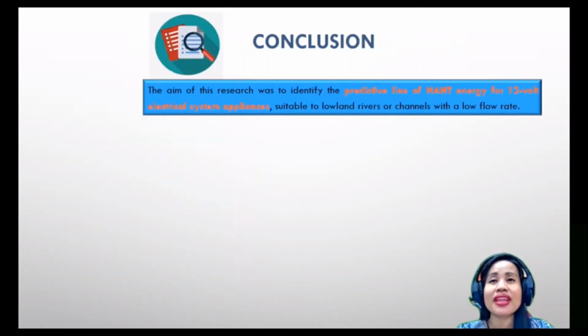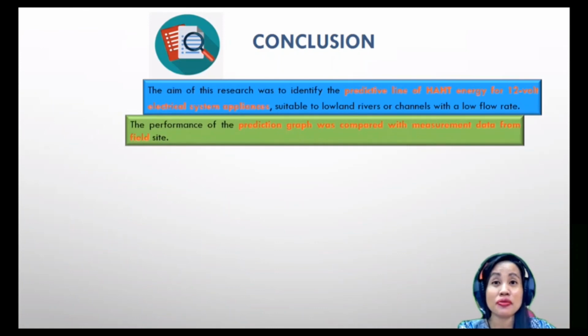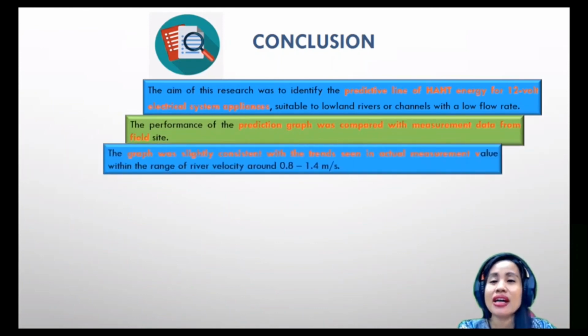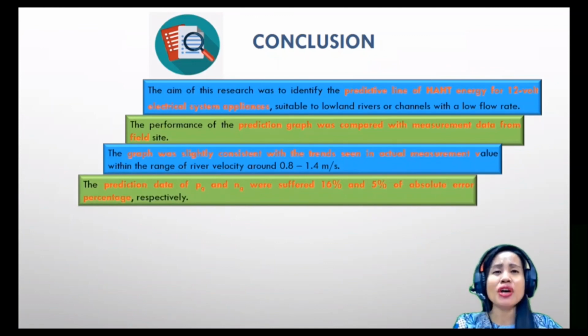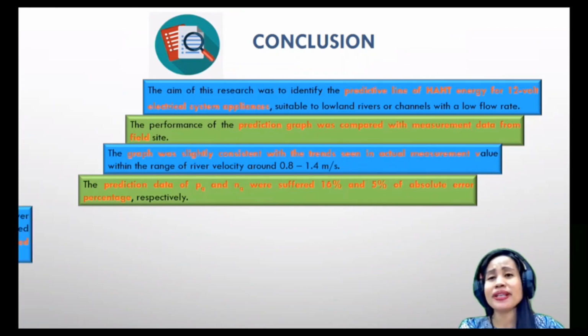As for conclusion, the aim of this research was to identify the predictive line of HAHT energy for 12-volt electrical system appliance suitable for a lowland river or channel with a low power rate. The performance of the prediction graph was compared with measurement data from the field site. The graph was slightly consistent with the trend seen in the actual measurement value within the range of river velocity around 0.8 to 1.4 meter per second. The prediction data, PG and NG, suffered 16% and 5% of absolute error percentage respectively.